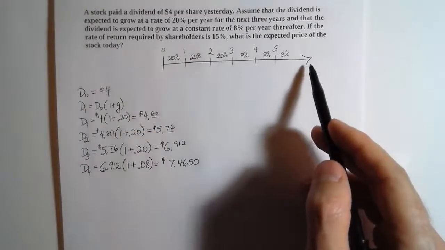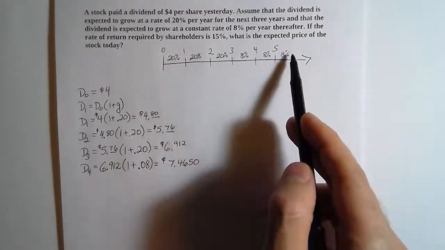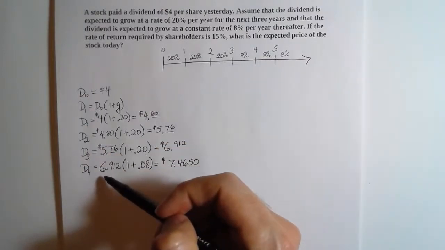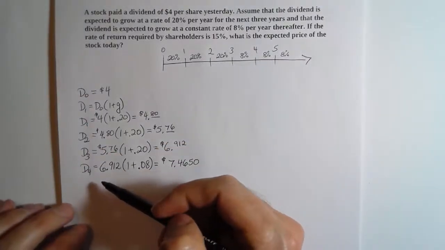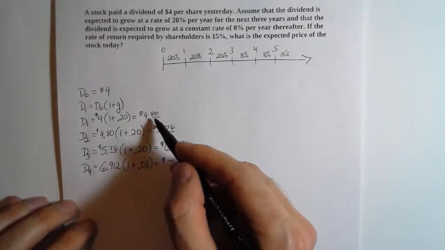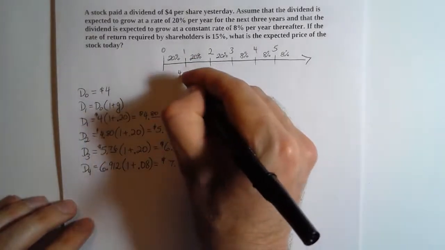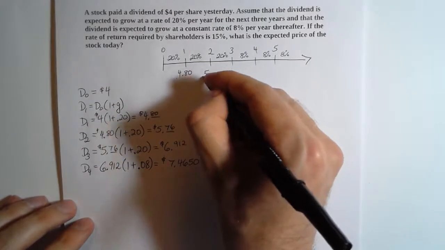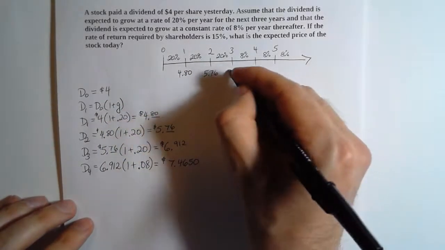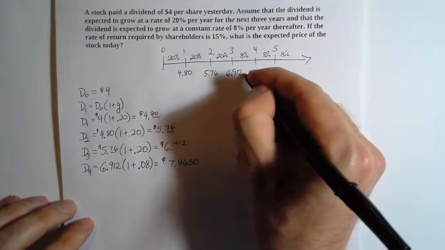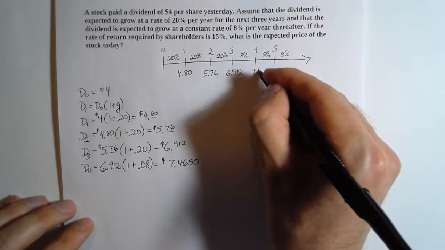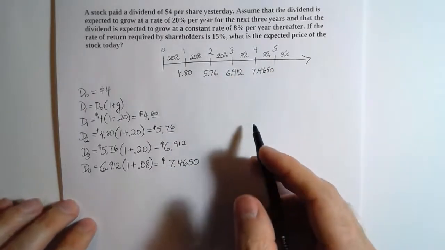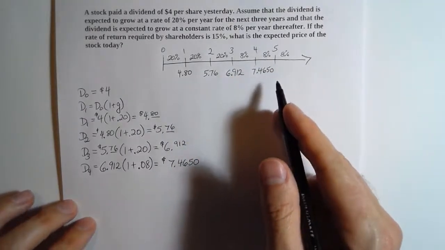Our second step is to put our growth rates on the timeline. Our third step is to find dividends. And now the next step here is going to be to put our dividends on the timeline. So let's go ahead and do that. So 4.80, and then we're going to have 5.76, 6.912, and then 7.4650 for year 4.